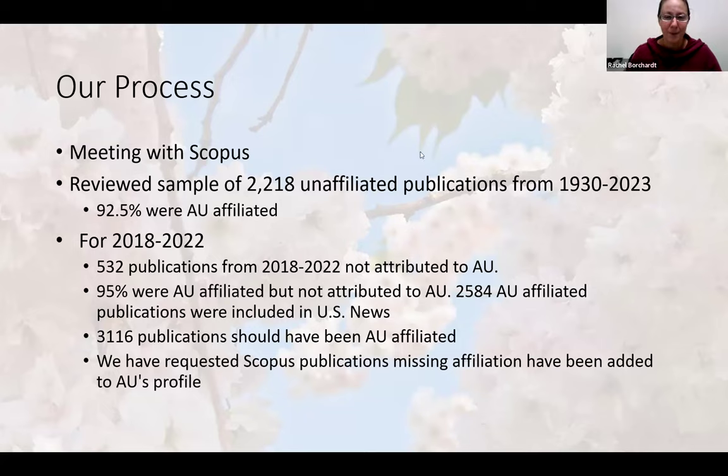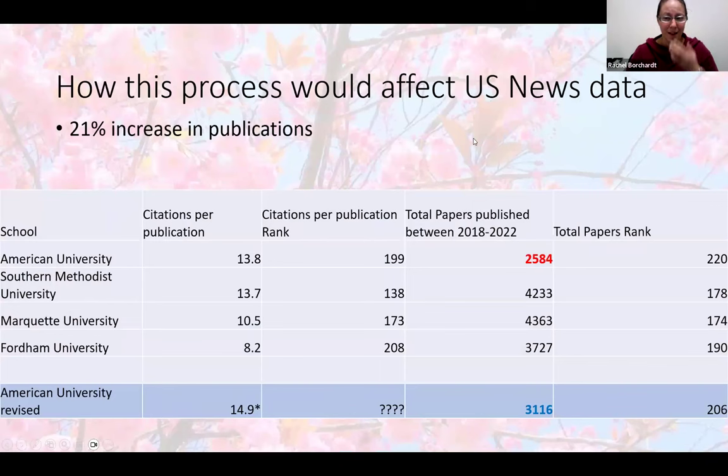Anyway. So those missing 532 publications, I went back to the US News rankings and tried to approximate where we might have stood if those 532 papers had been included at the time that US News pulled them. And certainly for next year, those publications will be included. We actually got an email, I believe on Monday, saying that they had finished importing all of those records and attributing them to AU. So they are now properly attributed.